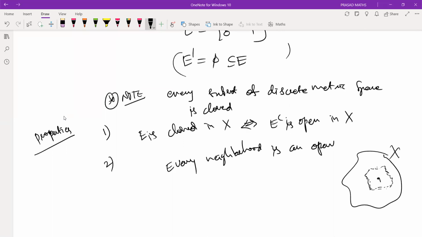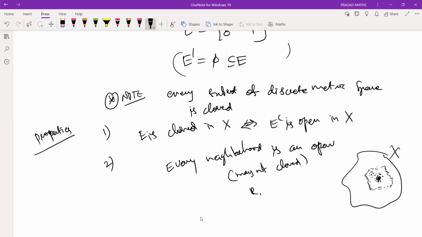Suppose you take this point. I can find some neighborhood which is inside the set. If you give me this point, I can find some neighborhood which is inside the set. Therefore, every point is interior. Therefore, every neighborhood is an open set. Right? Every neighborhood is an open set. Is it closed? No, it may not be. It may not be closed.